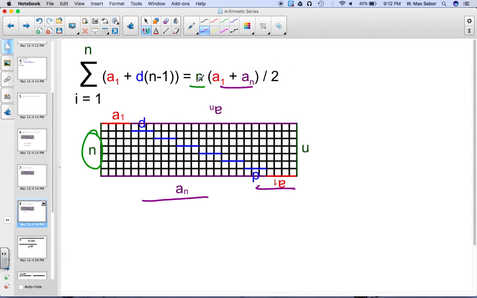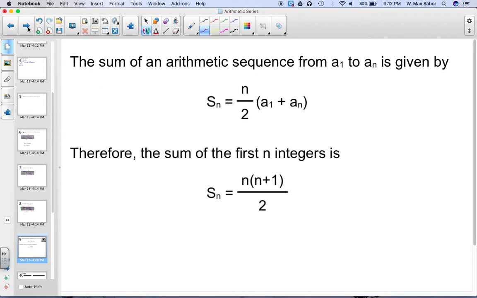So here is going to be our formula. The sum of an arithmetic sequence from a sub 1 to a sub n is given by this sum. So we take the number of terms, so that's what the n represents, divide it by 2, and then add up the first term in the sequence and the last term that we're adding.